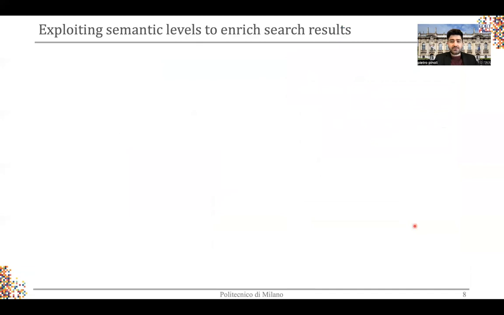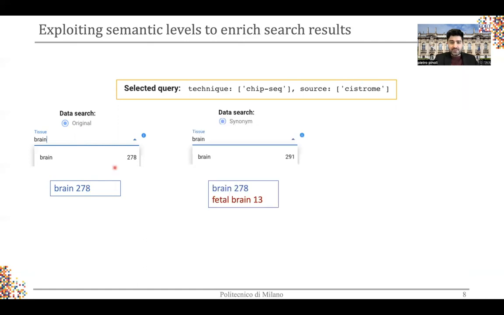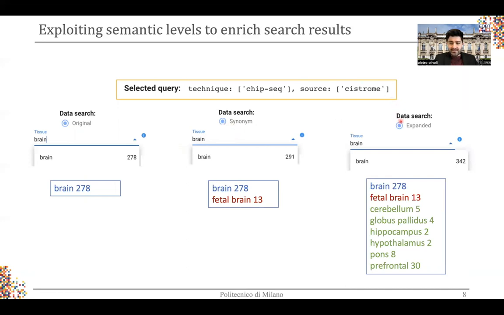In this slide, we show the power of the semantic enrichment. Suppose that the initial query is to retrieve ChIP-seq experiments from cistrome, and the user is in particular interested in brain. If you just use the original term, you get 278 samples. If you also use synonyms, you get other experiments which are connected to concepts which are considered synonyms of brain in the biomedical ontologies. Finally, when the user also selects expanded, you get many more results. In particular, all the results associated with terms which are either ancestors or descendants of brain in the biomedical ontologies.